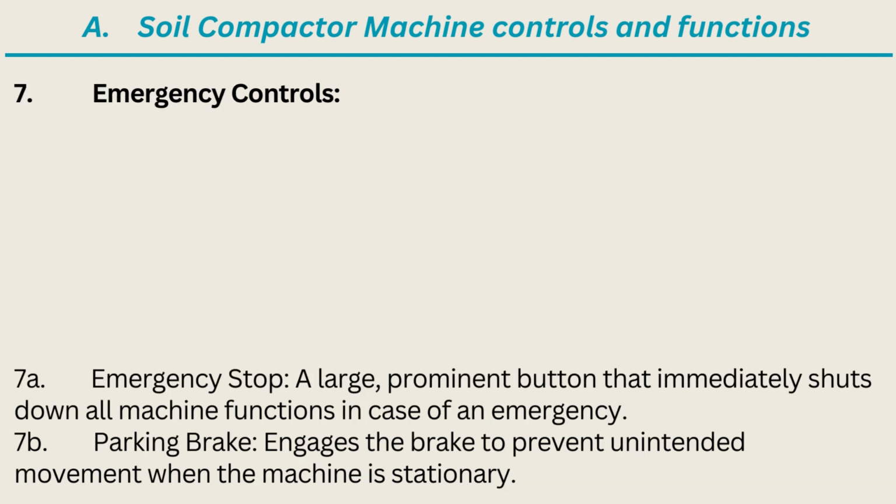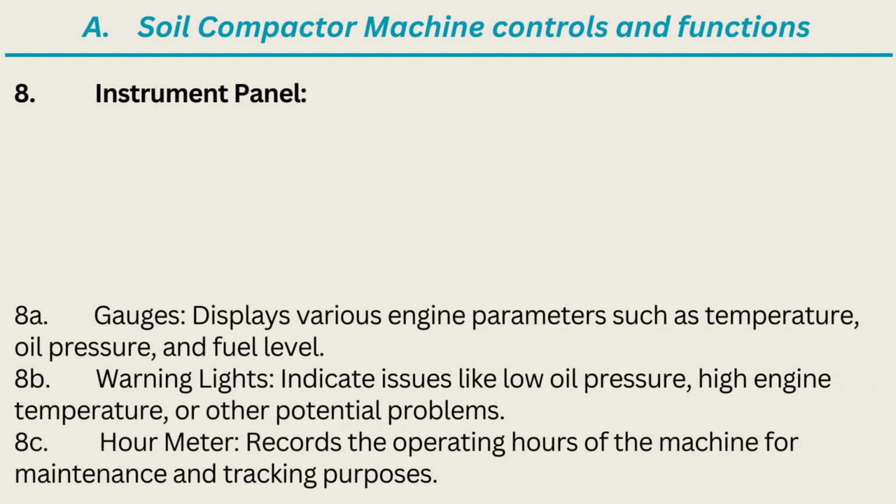7. Emergency controls. 7A. Emergency stop, a large, prominent button that immediately shuts down all machine functions in case of an emergency. 7B. Parking brake engages the brake to prevent unintended movement when the machine is stationary. 8. Instrument panel. 8A. Gauges display various engine parameters such as temperature, oil pressure, and fuel level. 8B. Warning lights indicate issues like low oil pressure, high engine temperature, or other potential problems. 8C. Hour meter records the operating hours of the machine for maintenance and tracking purposes.